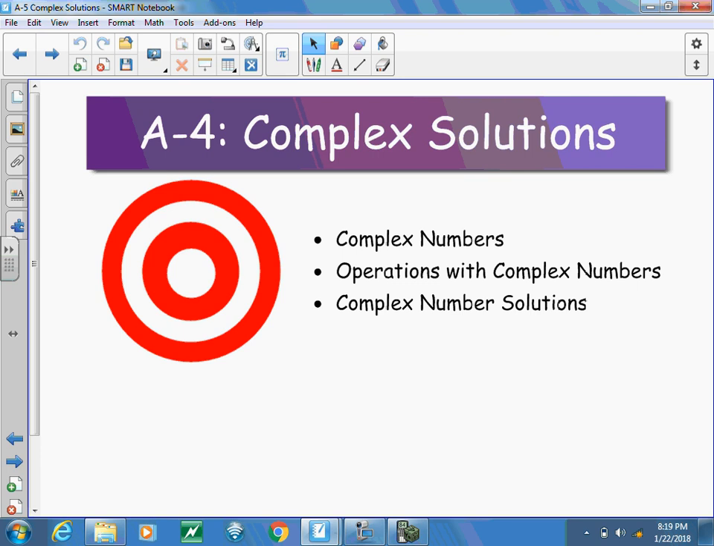I'm going to review how to add, subtract, multiply, and divide, do some simplifying, and then also talk about solving our quadratics. I also want to show you how to use a graphing calculator with all of this too, because that can also be your friend.